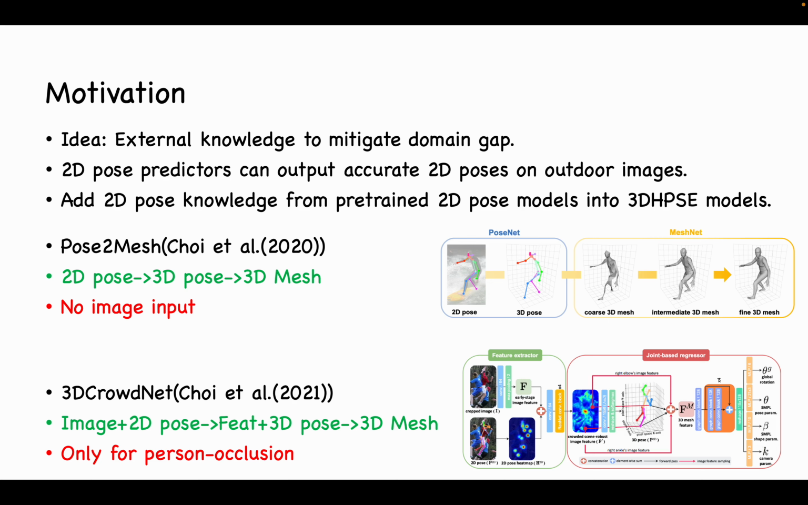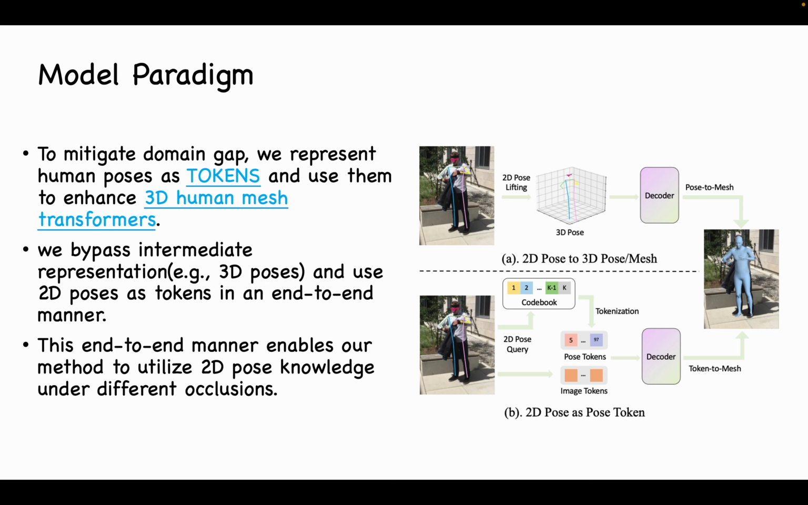3D CrowdNet is another work that uses 2D poses. It uses 2D poses to calibrate CNN feature maps. After that, it constructs 3D poses from 2D poses and combines them with image features for 3D human mesh. The overall pipeline is simple yet effective, however, it is designed only for crowded scenarios, meaning that it might only improve cases when person occlusion occurs, limiting its further application.